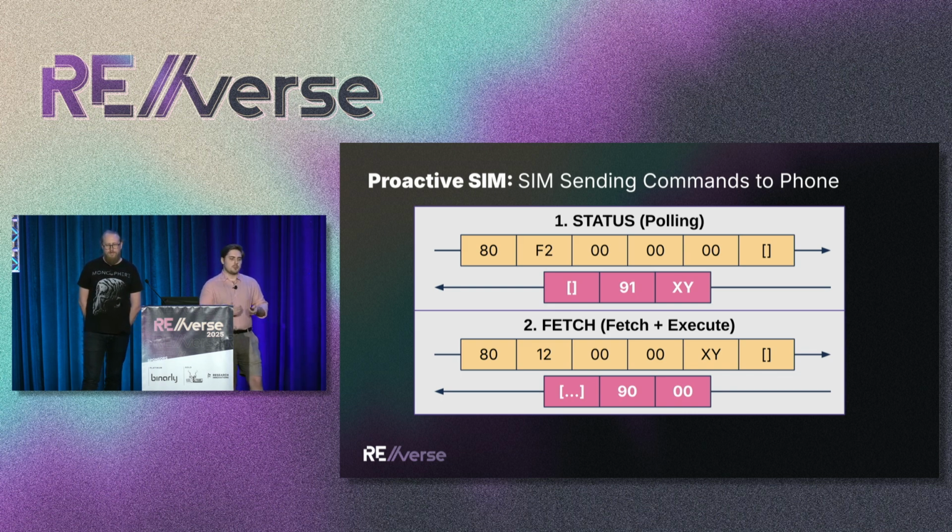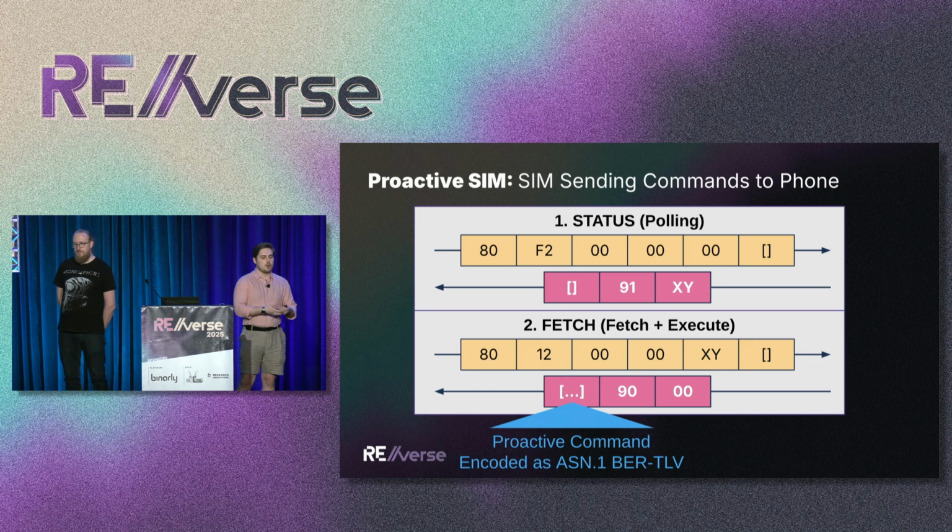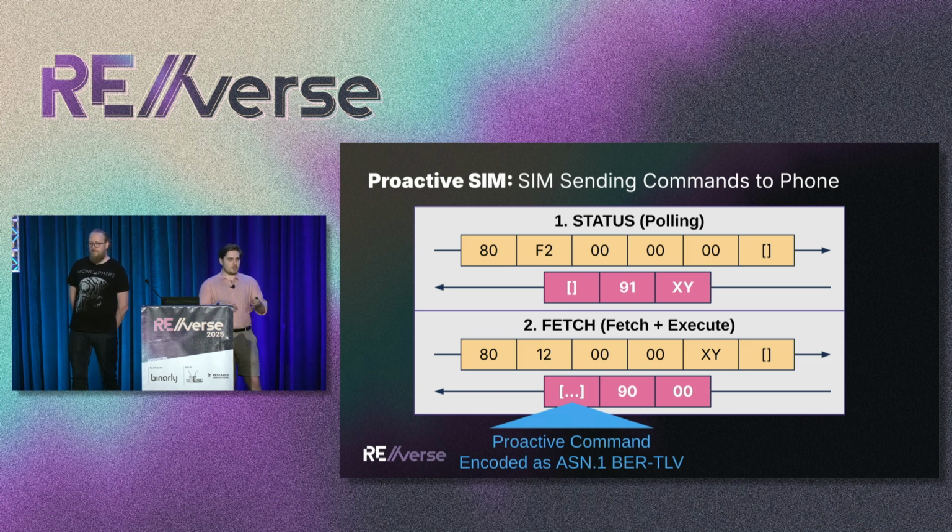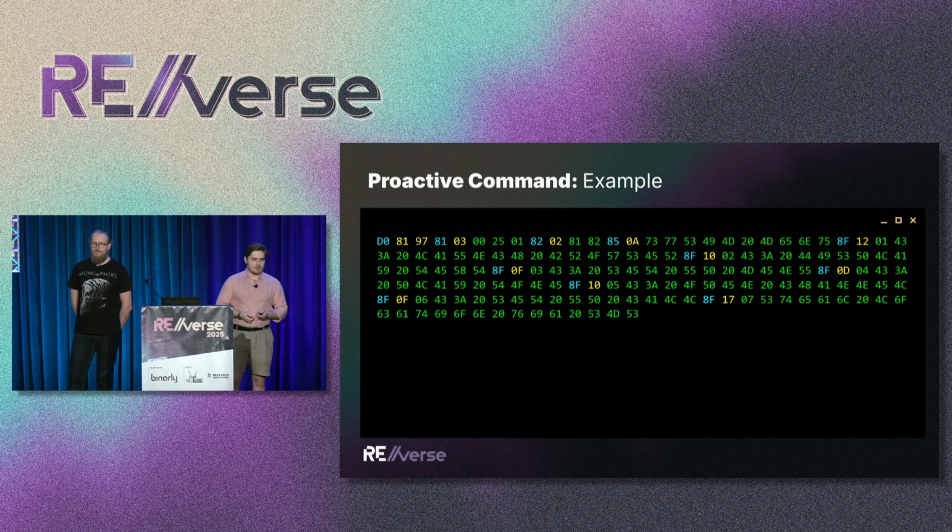And then the SIM will respond with the proactive command encoded in this ASN.1 BER-TLV, which stands for Basic Encoding Rules, Tag Length Value, and I'll discuss that in the next slide, and the regular 9000 success status word. So let's take a look at an example of a proactive command. So this is just a blob, and I highlighted some of the bytes. So it begins with D0. This is the tag, and this indicates that it's a proactive command.